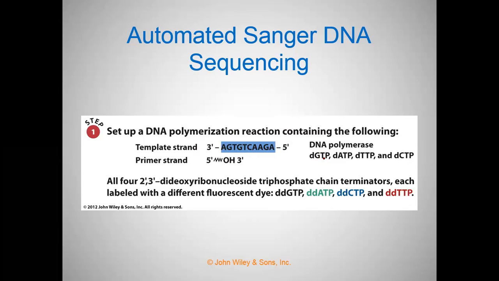Against each dNTP, against each base, we also use its analog, the ddNTPs. Say, for example, for dATP, we use ddATP. For dGTP, we use ddGTP. For dTTP, we use ddTTP. And similarly, for dCTP, we use ddCTP.